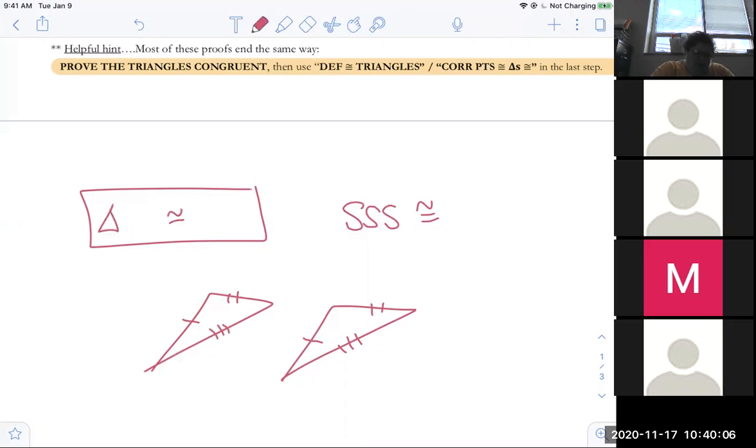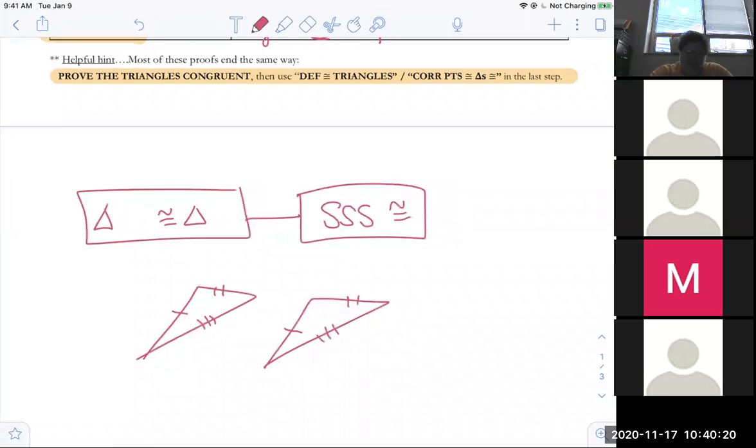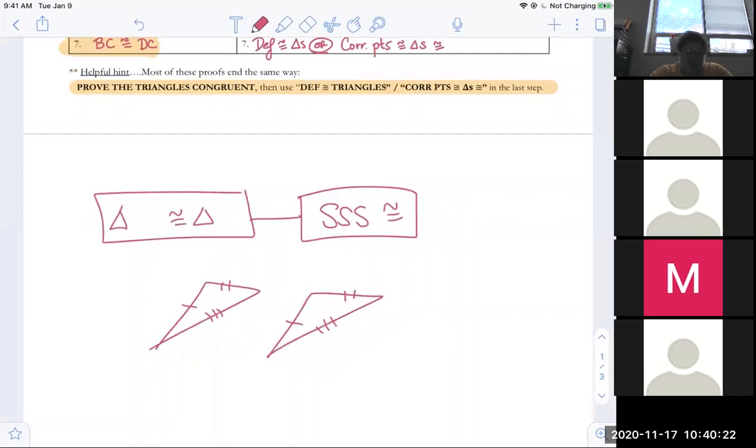Whenever you use side, side, side, or side angle side, any of those shortcut ways to prove triangles congruent, you're justifying why the triangles are congruent. So these have to go together. Every time you use an HL or an angle side angle, whatever that is that you're using, it's always justifying why triangles are congruent.